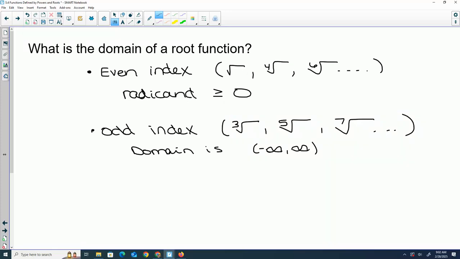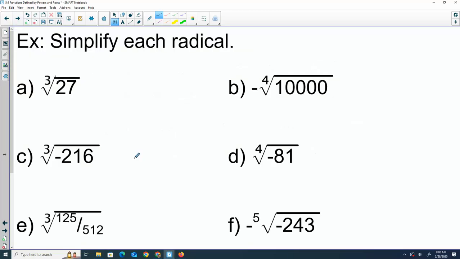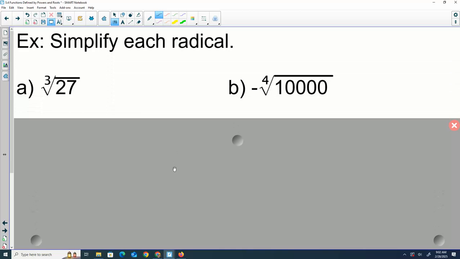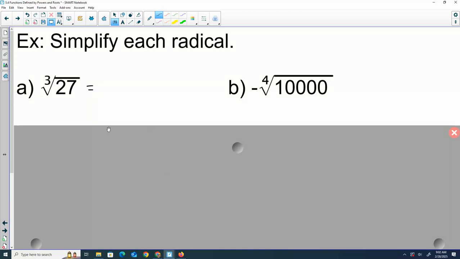Okay, so let's practice. We'll first start simplifying some radicals with just numbers underneath. We'll do a few examples of that before we get into anything with variables. So if I ask you to simplify each radical, if I say the cube root of 27, what is that? Right. So if you're just evaluating the radical, it's saying basically what number to the third power equals 27.